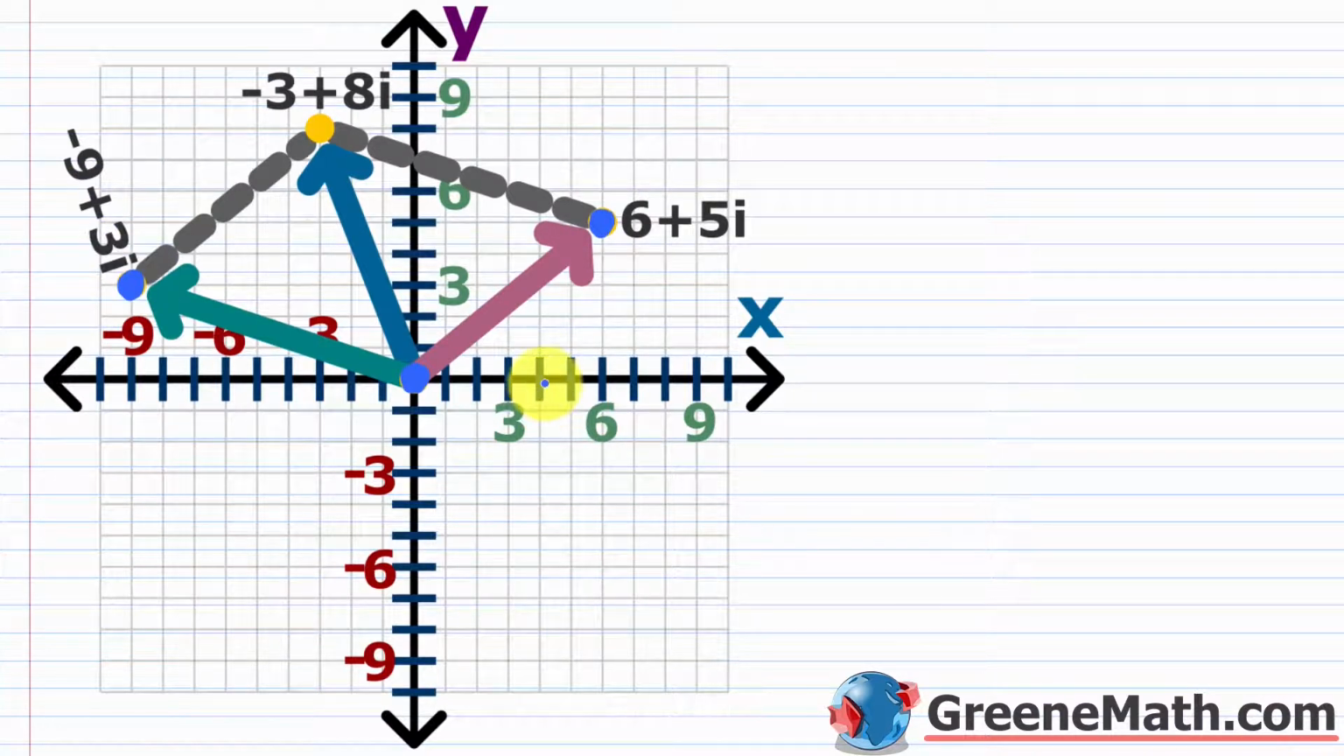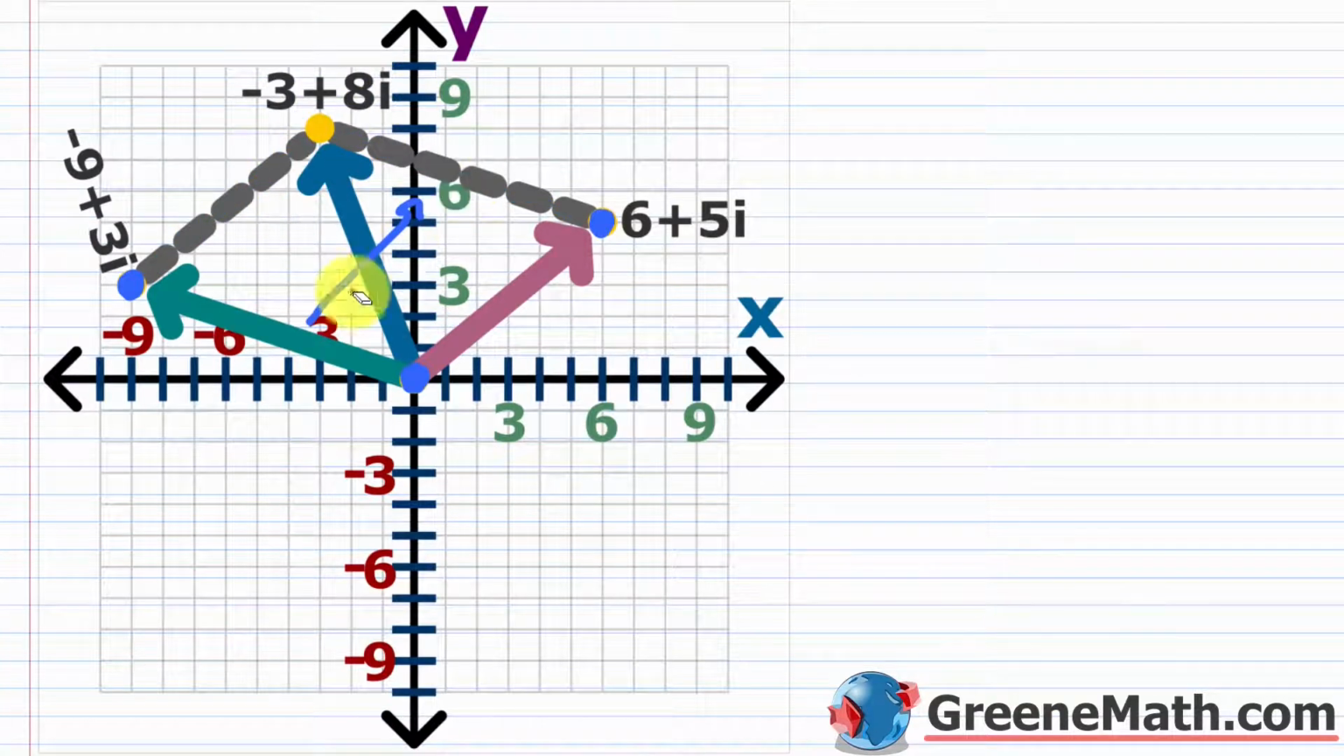And then again, if you want to do the parallelogram method, this guy gets shifted down to make this side here, okay, to make this side here. This guy gets shifted down to make this side here, okay? And this point right here is going to be your terminal point for the resultant vector. You see you get the negative 3 plus 8i.